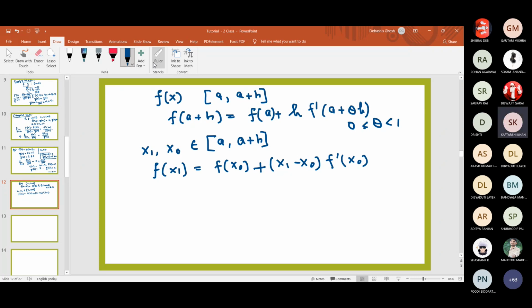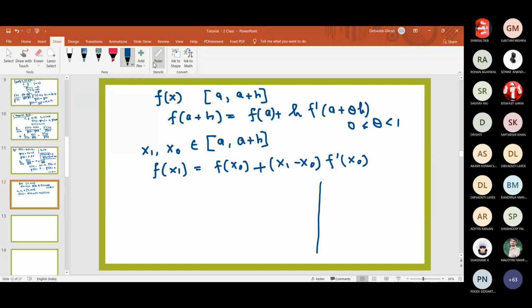Now if we rearrange this, we can get f of x1. Sir, how is that f dash x0? We consider f dash x0 in this case because here we are going to find out actually the root of an equation.